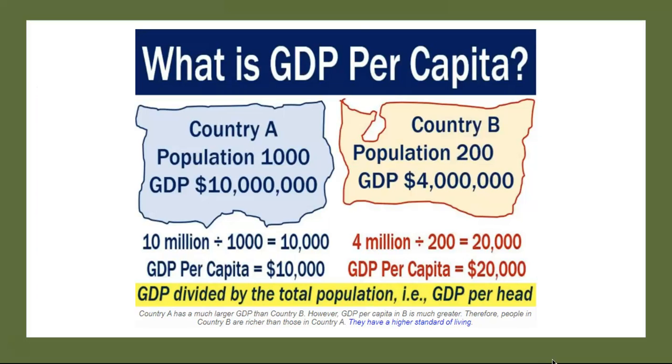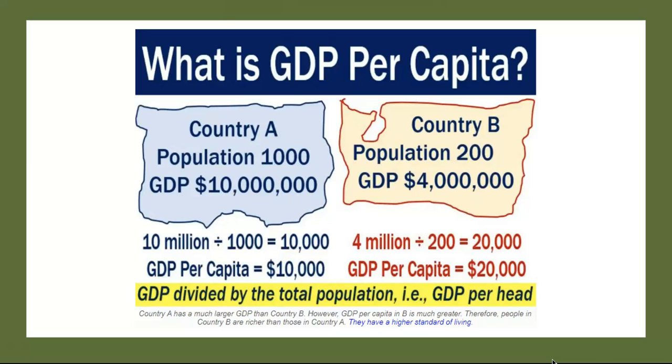Let's take an example to calculate per capita GDP so we are absolutely sure we understand the concept well. Say you have 2 countries, A and B. A has a GDP of $10 million and the GDP of country B is $4 million. You will see that the GDP of A is 2.5 times larger than that of B.